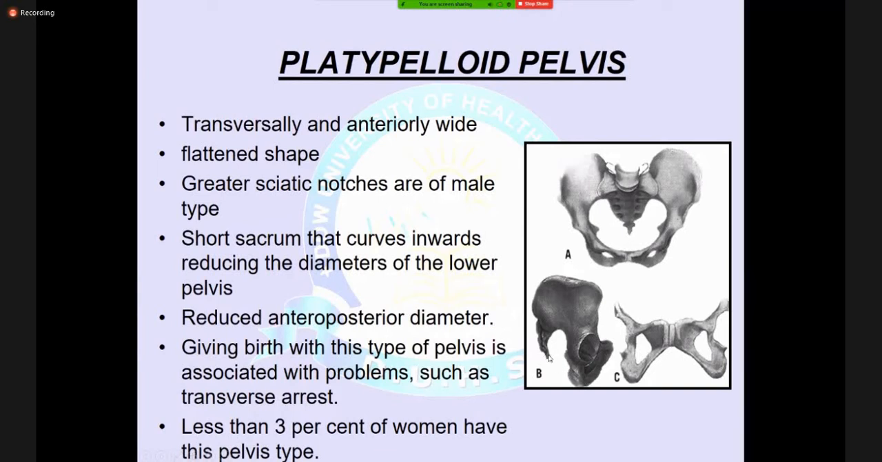So giving birth to a child with a person having this pelvis would be a little problematic and may cause transverse arrest. So very few, less than 3% of women have this type of pelvis.